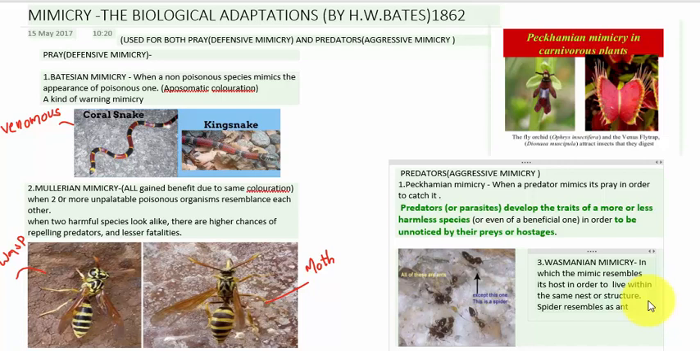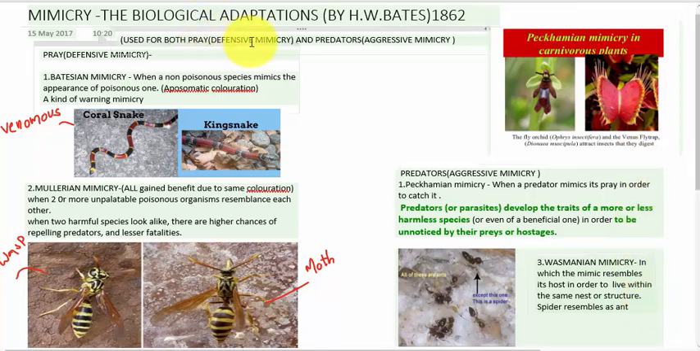Mimicry is divided into two types based on the involvement of prey or predator. If the prey is involved in the mimicry, then it is called defensive mimicry, and if the predators are involved, then that is called aggressive mimicry. Defensive mimicry, or prey mimicry, is divisible into three types. The first one is Batesian mimicry. The second one is Mullerian mimicry. The third one is Wasmannian mimicry.